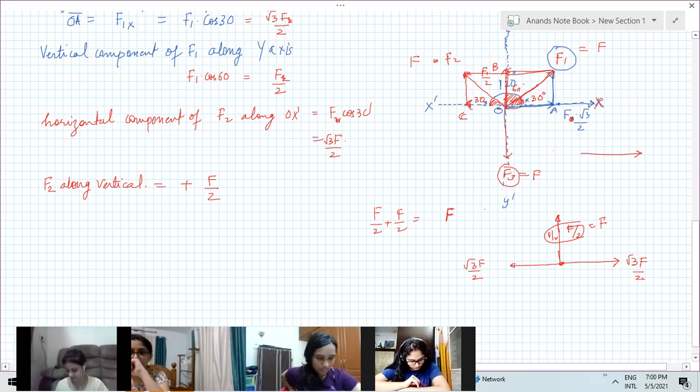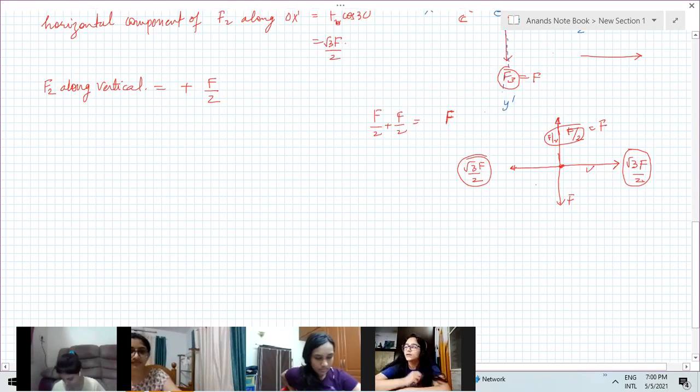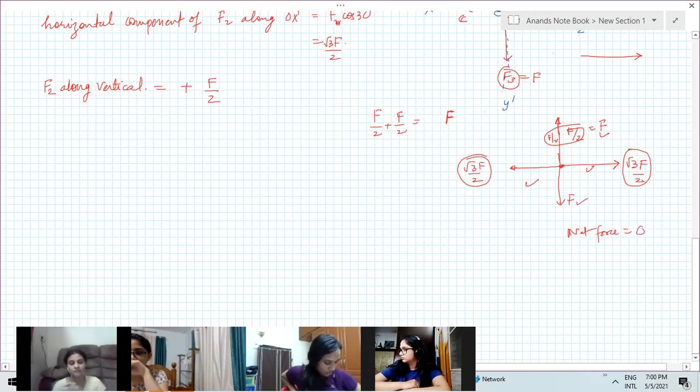And this fellow is F once again, okay? And these are equal and opposite. So Chaitri, can you tell me now what is the overall force? So it will be 0. Because this guy and this guy cancel each other. This is top F, this is bottom F, cancel each other. That means net force is going to be 0. Is it okay?